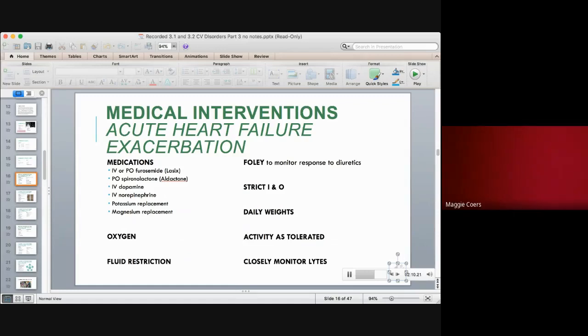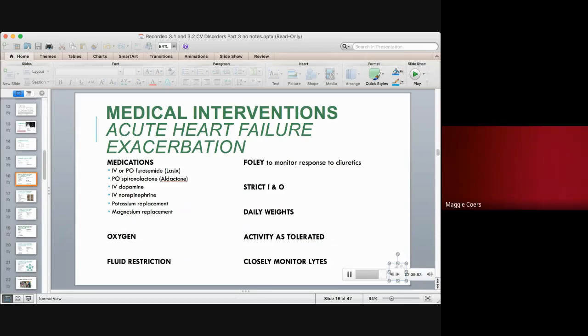These patients may also need BiPAP for respiratory support. We need to increase the oxygen getting into their bloodstream, circulating to the tissues. A Foley catheter is often inserted to monitor the response to the diuretics. If they have a lot of fluid on board, we really need to monitor the intake and the output. So Foley is put in to monitor the output.